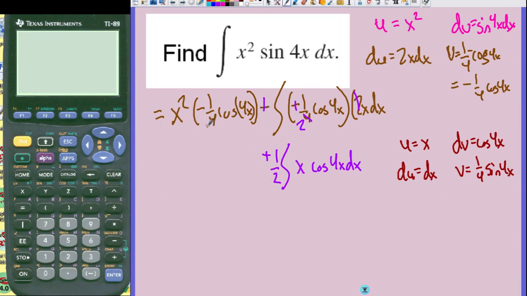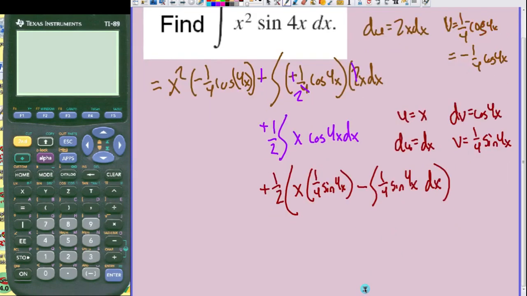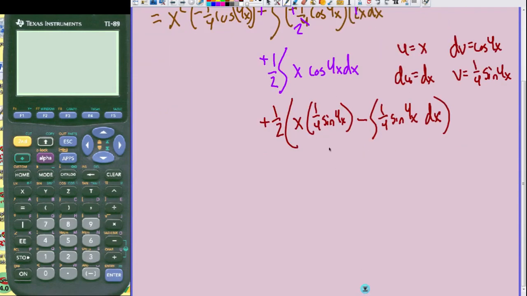Plugging that in, and this part's still there, so I'm just going to follow this pattern here. And remember, I got this 1/2 here. So I'm going to go plus 1/2 times the quantity u times v, so x times 1/4 sine of 4x, minus the integral of 1/4 sine of 4x times dx. It's these two. Okay, you can integrate this because it's just sine. So let's make this a little easier, and it's a lot of work. This is one of the bigger problems.